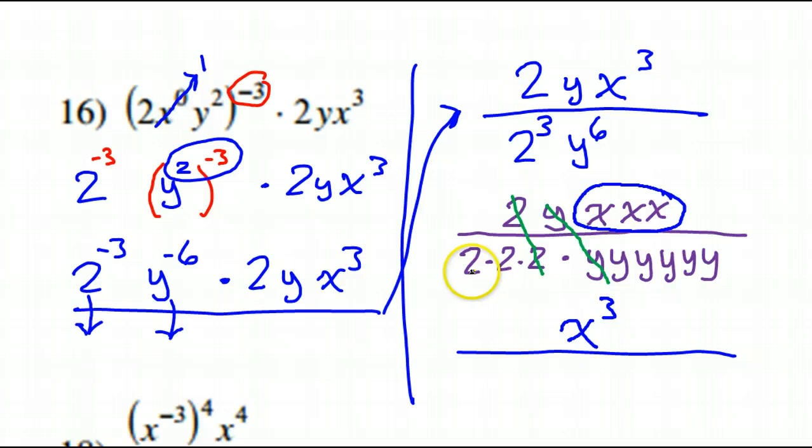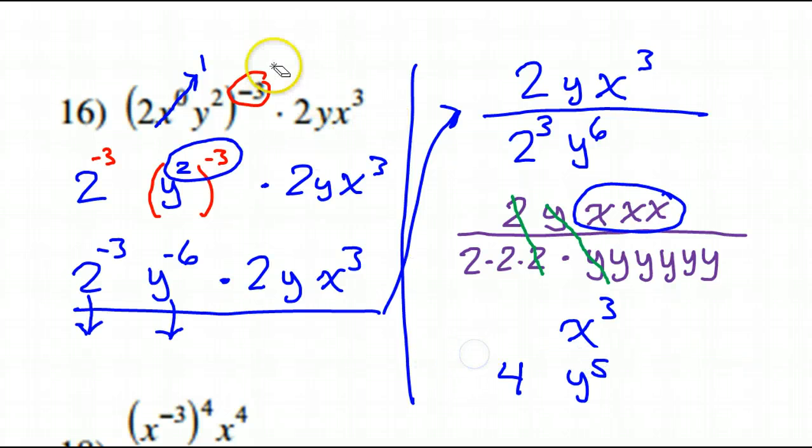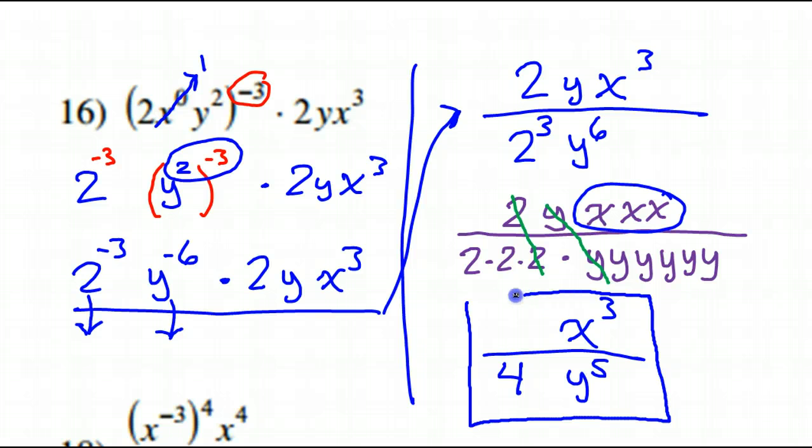In the denominator, one of my 2's is gone. I just have 2 times 2, or 2 squared, but let's go ahead and put 4. And we used to have 6 y's, but now we only have 5. So that will be y to the fifth power. I guess I didn't need that giant fraction bar. Could make it smaller. Okay, so that will be our final answer.